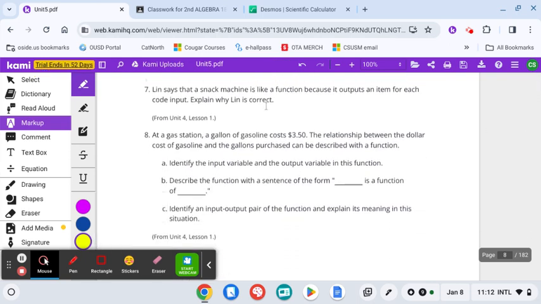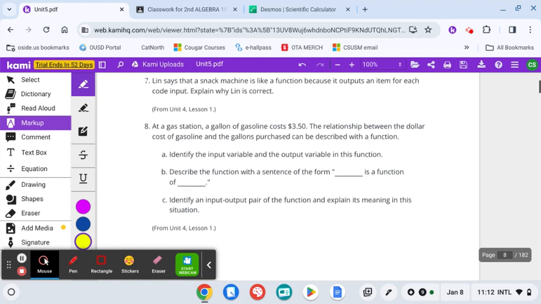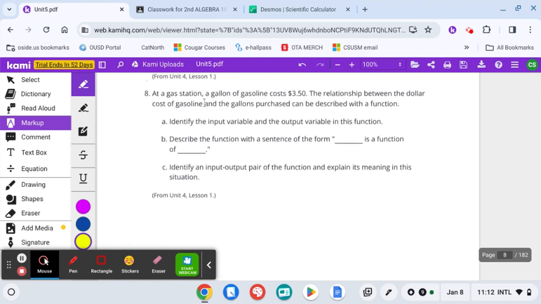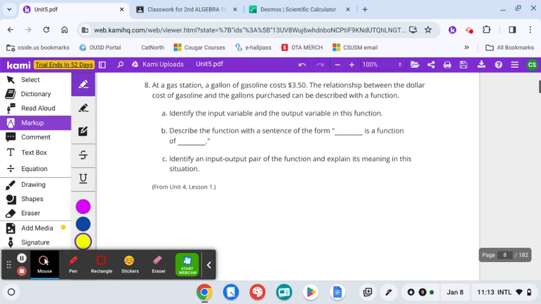Lynn says that a snack machine is like a function because it outputs an item for each code input. Explain why Lynn is correct. Well, we know from last semester that a function is for every input, there's only one output. So if I push a button, A1 or 10, when I put my money into the machine, it gives me a different candy or different chips each time, a different snack. So because for every input, money, the number on the machine, I get a different output, it is true that it is a function. By the way, that's going to be a sentence answer for number 7. Put it in your own words.